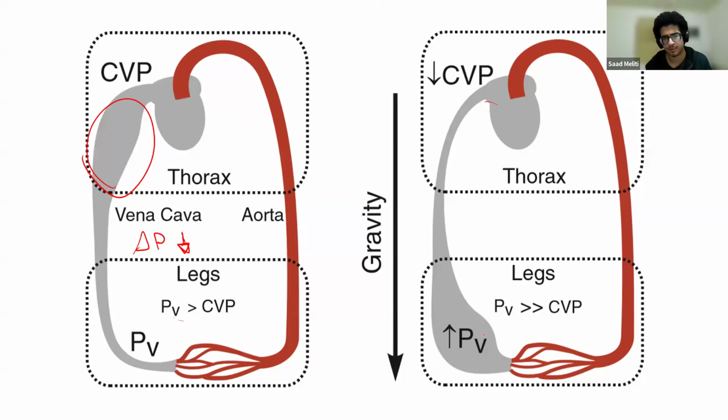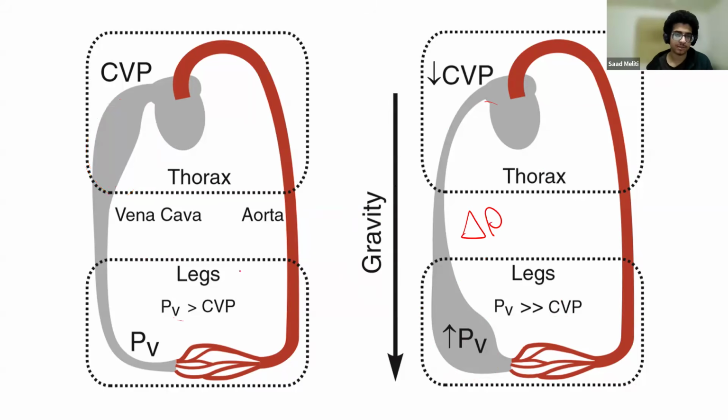I'm going to go here and explain it more. When we're standing up, the effect of gravity on the blood pulls it down in the veins in the legs. So now you can see here, the peripheral venous pressure, or the pressure in the legs, for example, is way higher than the pressure in the central venous compartment, or the veins above the diaphragm. So what's going to happen to the pressure gradient here? It's actually going to be way higher.